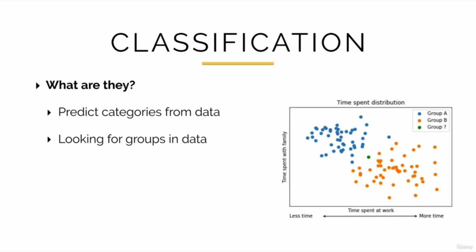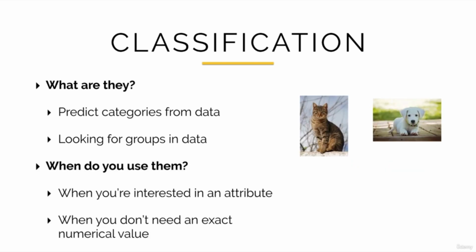A great way to do this is using classification algorithms, which will let you assign a group, or predict a group rather, that this new person is going to fall into. So when do you use classification algorithms? Well, you use them when you're more interested in an attribute rather than an exact numerical value.